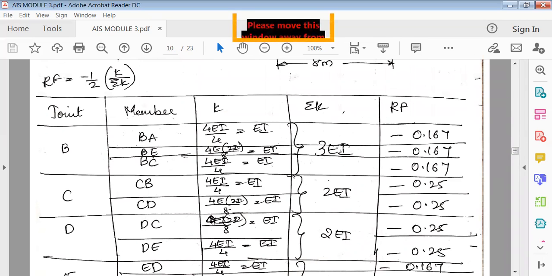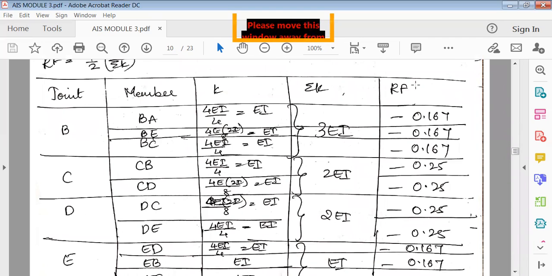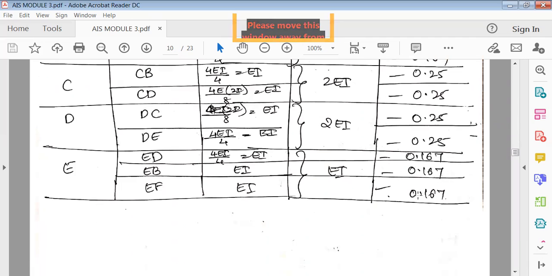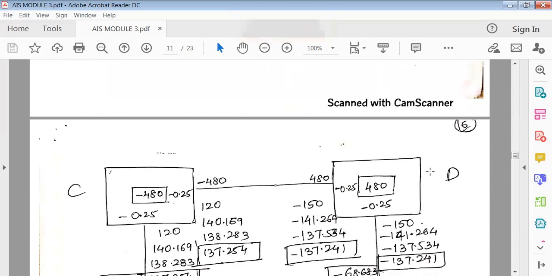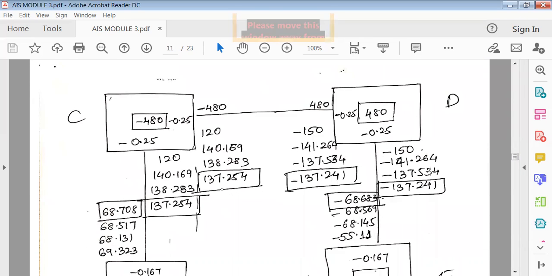Next is the rotation factor. Find out the rotation factor here. Write the formula: RF is equal to minus half K by summation K. Use this and find out all of these. Once you find them, the next step is very, very important. How to start this is important.